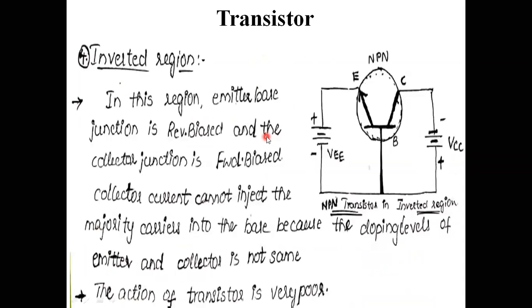Next one is the inverted active region. In this inverted active region, the emitter base junction is reverse biased, and the collector base junction is going to be forward biased here. That means the n type semiconductor material is connected to positive, and the p type is connected to negative. That means it is in reverse bias position.